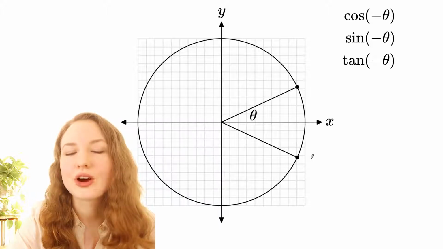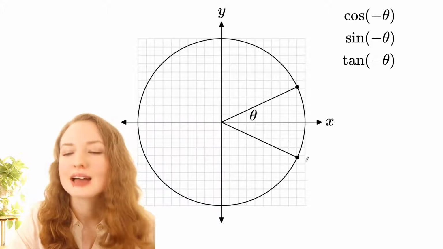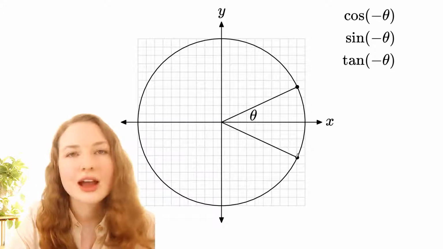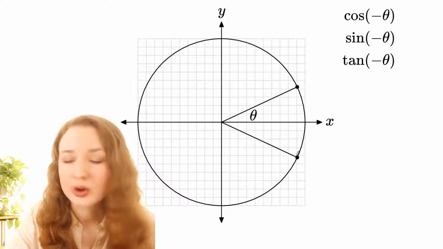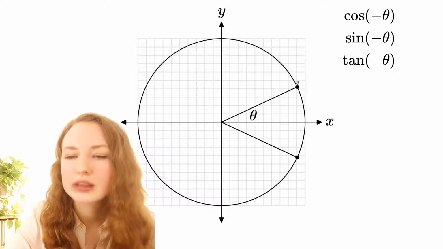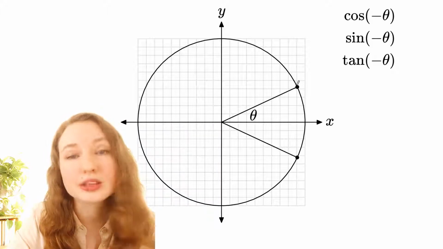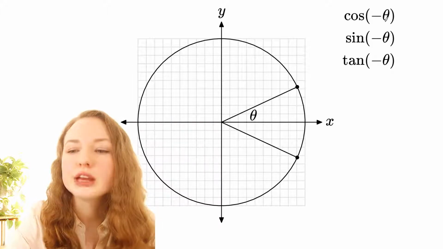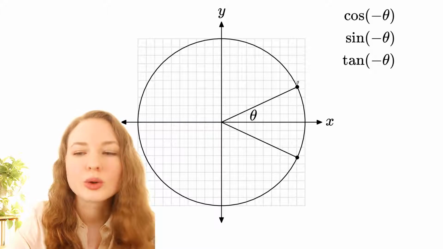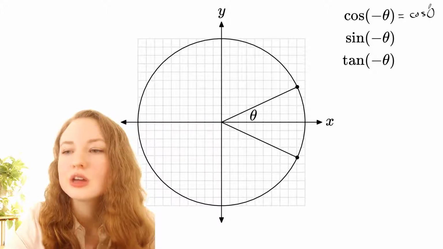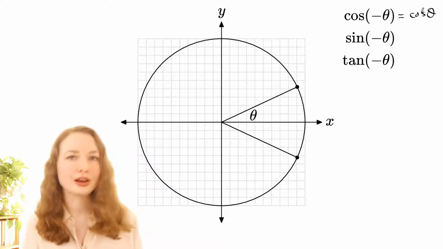Now let's think about the cos and sine of this angle. So remember that cos is the x-coordinate and sine is the y-coordinate. So the cos of that angle is the x-coordinate, which you can see is about 0.9, and you can see it's exactly the same as the x-coordinate at this point. They're both around 0.9. So the cos of negative theta is going to equal the x-coordinate at this point, which is the cos of theta. So cos negative theta equals cos theta.